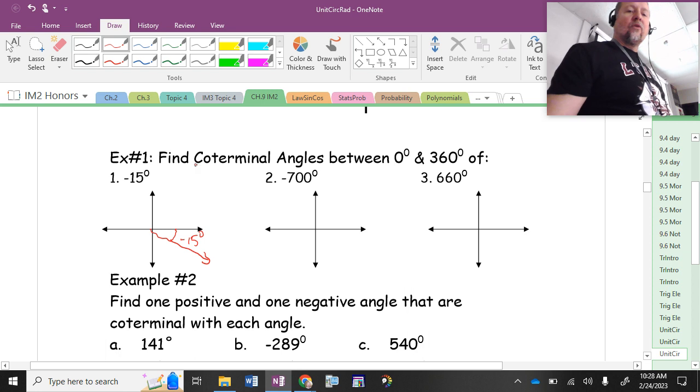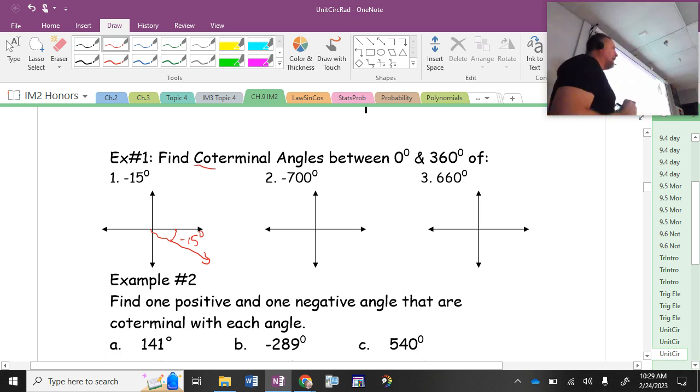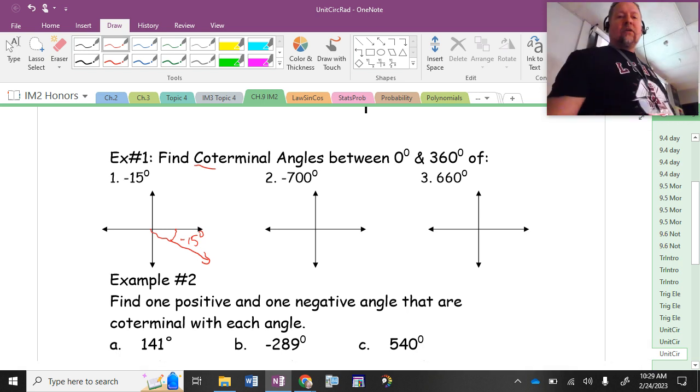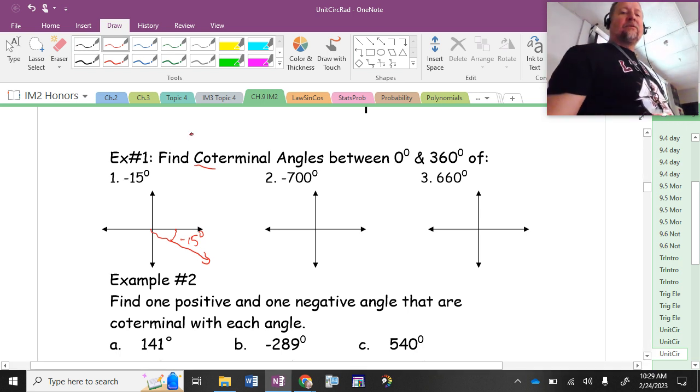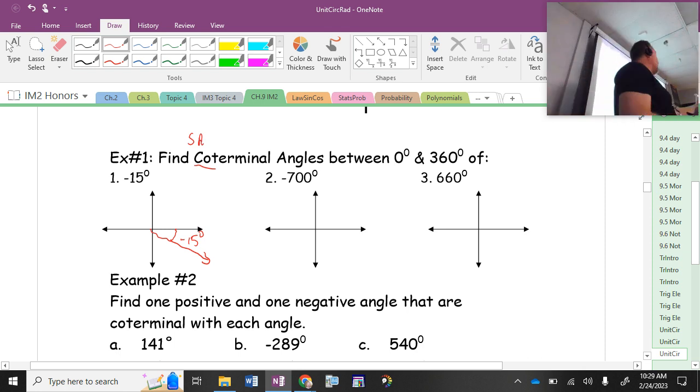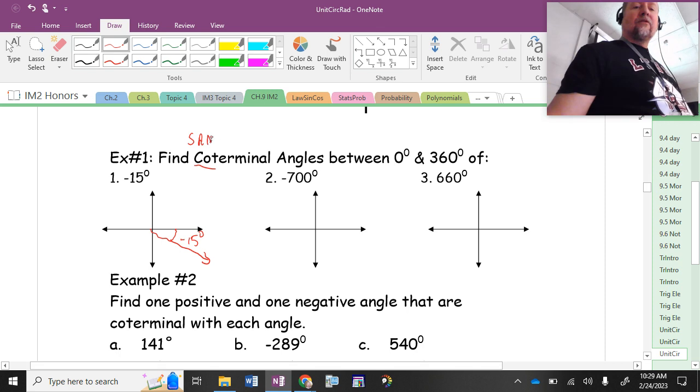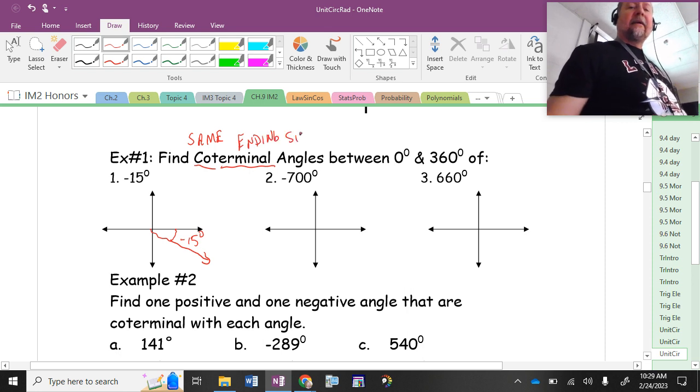Now look at what the words in the directions are. Find co. What's co mean in English? Let's use a word that starts with S. Come on, what's S-A? Co means same. And then what does terminal mean? Ending. Same ending side.